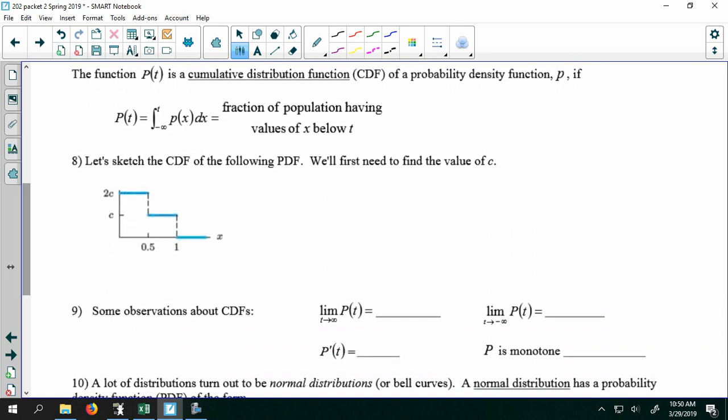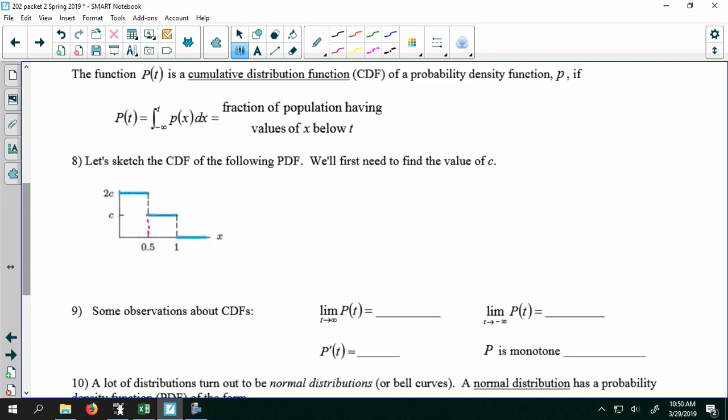Okay, so I've given you a PDF. We know it's a PDF because the area under the curve is 1 and it's always positive. Or they told me it was a PDF, which means that its area under the curve is 1. I want to sketch its CDF, the cumulative density function, but first I need to know the value of C. So we're going to do the same thing we did earlier to find the value of C.